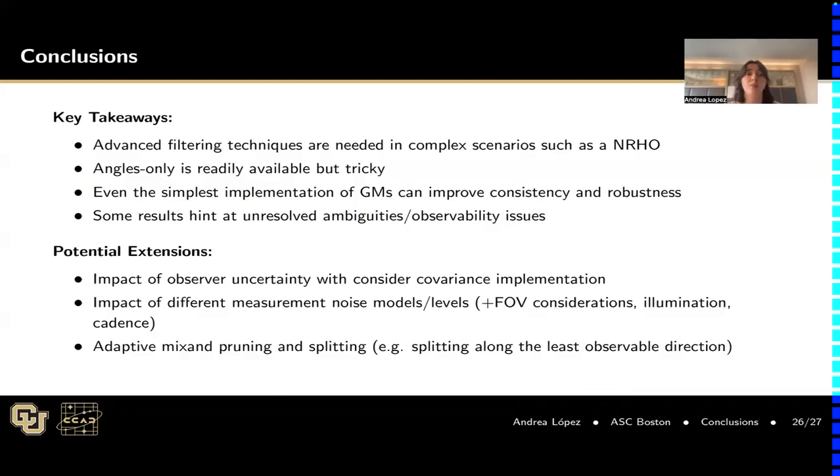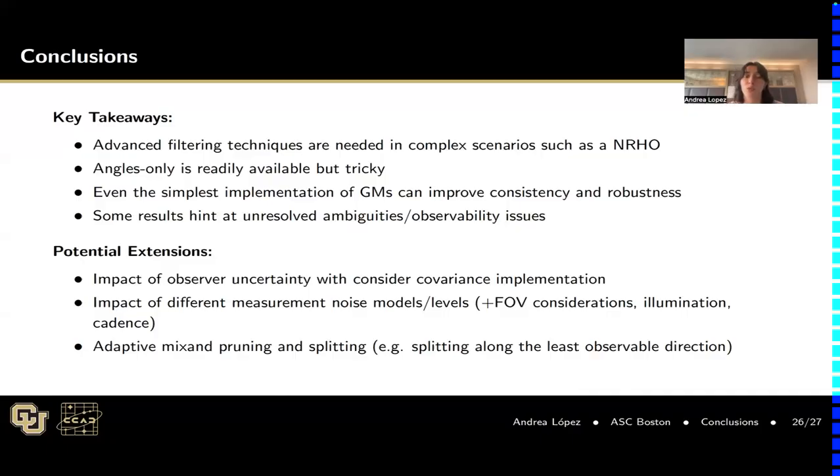Another extension that I'm currently working on is analyzing the impact of adding observer uncertainty to our model. Right now, we're assuming we know the observer state perfectly, but as we add uncertainty to it, how does that affect both the dynamic update and the measurement update? And we're doing that with a considered covariance implementation.